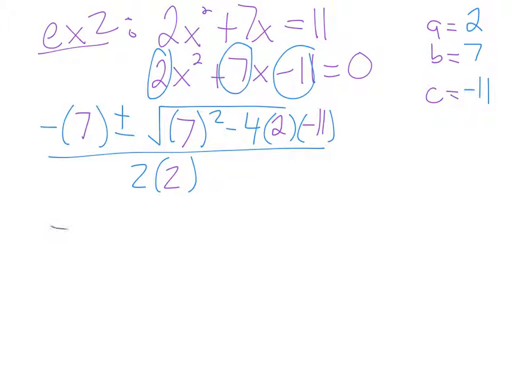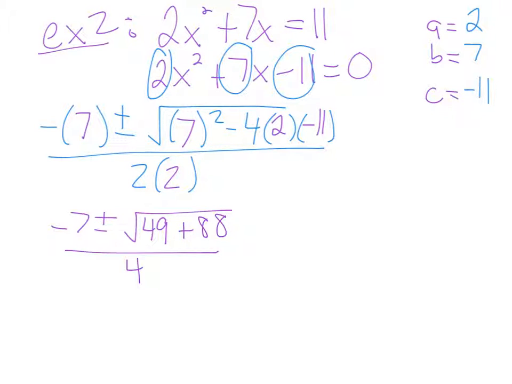So in the front, I have a negative 7 plus or minus. 7 squared is 49. Then I have 3 numbers multiplied together. This is kind of the one main spot where students make mistakes, right here. These 3 are all multiplied together. So negative 4 times 2, negative 8. Negative 8 times negative 11 would be positive 88. All divided by 2 times 2, which is 4.